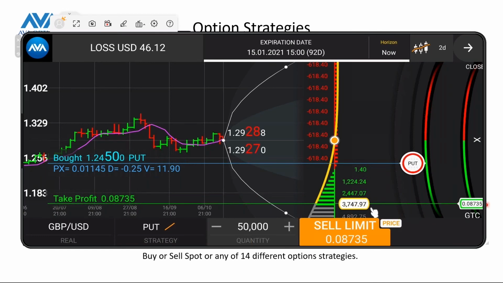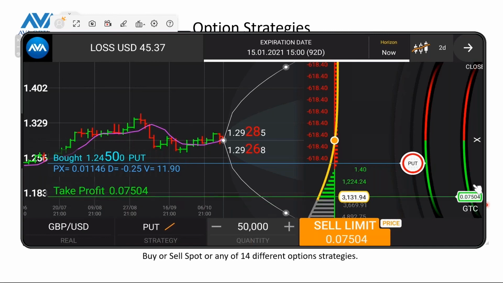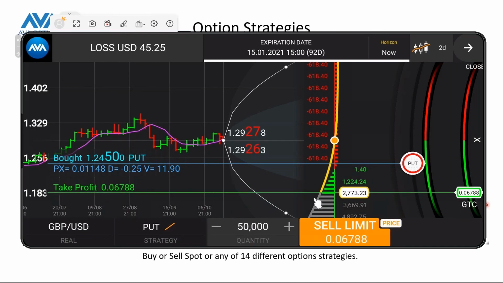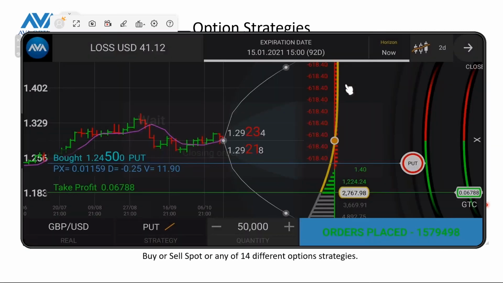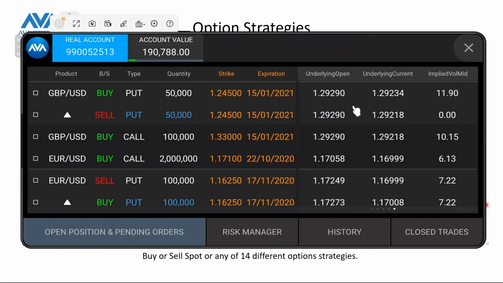And it shows you how much money you'll make if you hit this level. Sorry, it shows you basically where spot needs to be to reach this level today on the yellow, or at expiration in the green. So this is kind of nifty. So I'm going to put in a sell limit, confirm. This goes to the servers, and there it is.